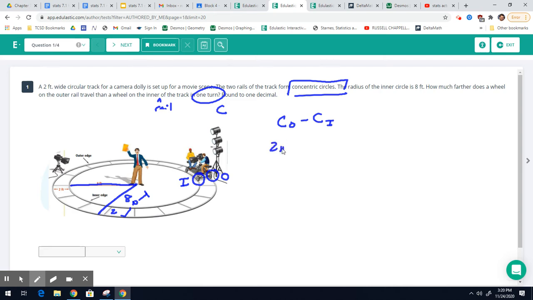So that's going to be, circumference is 2 pi r. So that's 2 pi times 10 minus 2 pi times 8. And that's just going to be 20 pi minus 16 pi. That's just going to be 20 minus 16 is 4 pi. Pi is like a variable, right? So this is going to be my answer. It says round to one decimal.